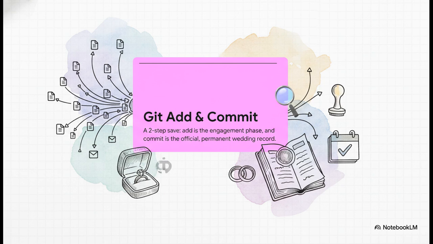Now, you might be wondering, why on earth does saving take 2 whole steps? Well, in Git, it's actually a 2-step commitment. Running git add is kind of like the engagement phase. You're just staging the files, preparing them, and saying, hey, we are getting ready to make this official. But running git commit, that is the wedding. That is the official, permanent, legal record that gets stamped directly into your project's timeline.